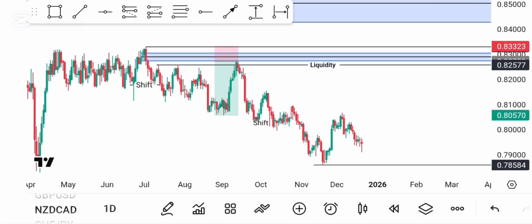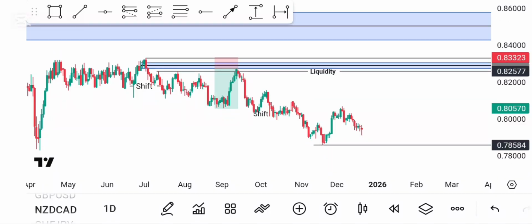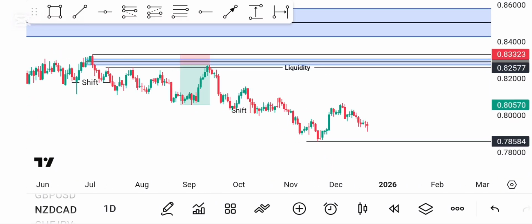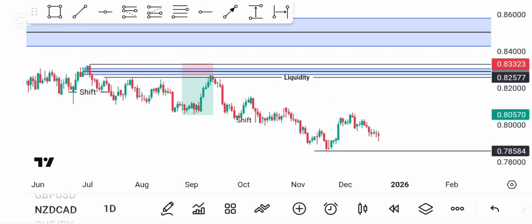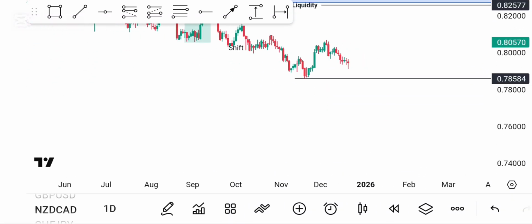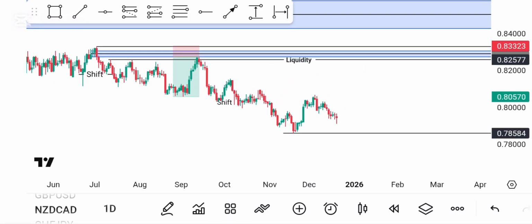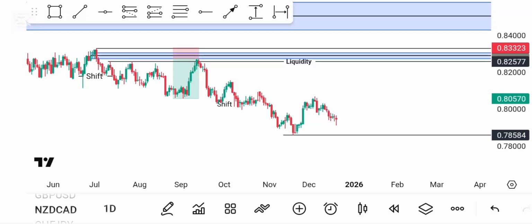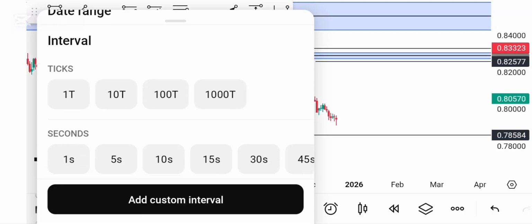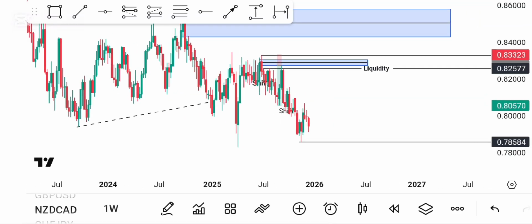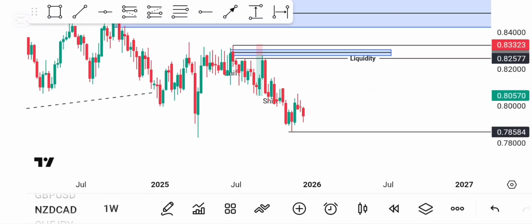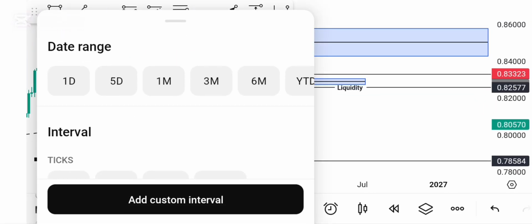Yeah, I just want to analyze New Zealand card. So I saw my setup on New Zealand card. I was like, let me just analyze and share to everyone. So first of all, what you're gonna do is go to a higher time frame. Once you go to the higher time frame, you'll be able to see the overall view of the market. Before you start mainly looking at this pair, you understand that the pair is actually bearish.